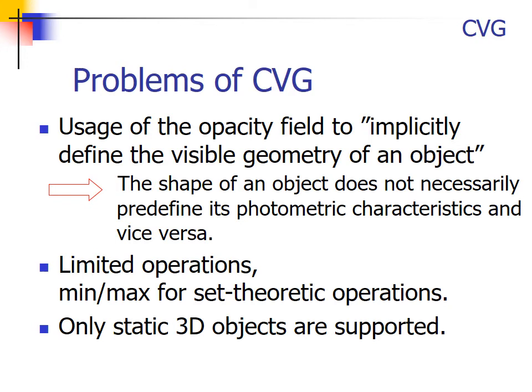There are the following problems of CVG technique. The shape of an object does not necessarily predefine its photometric characteristics and vice versa. Also, this approach has limited operations, in particular min-max operations for set theoretic operations. But we discussed in previous lectures that min-max operations have drawbacks when applying transformation operations. And only static 3D objects are supported in this technique.